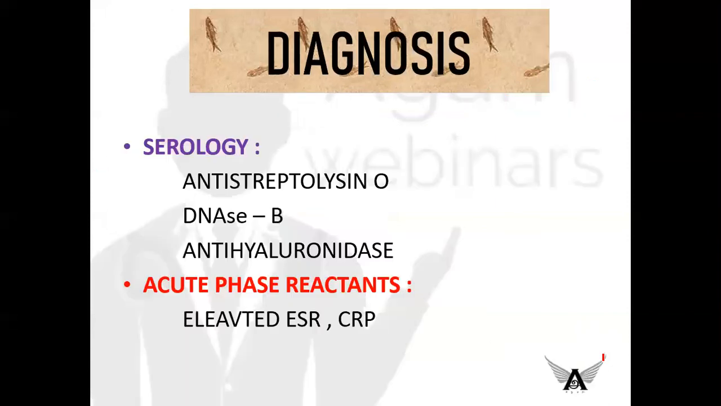And other minor diagnostic serology you do, so anti-streptolysin O. Streptolysin O is a virulence factor for streptococci, and then antibodies against DNase B and anti-hyaluronidase antibodies. So if the patient presents with these 3 antibodies, then you can probably think of this. And acute phase reactions, as I told you, as in case of any inflammatory disorder, we will have an elevated ESR and then a CRP. So this can also be a probable diagnosis.